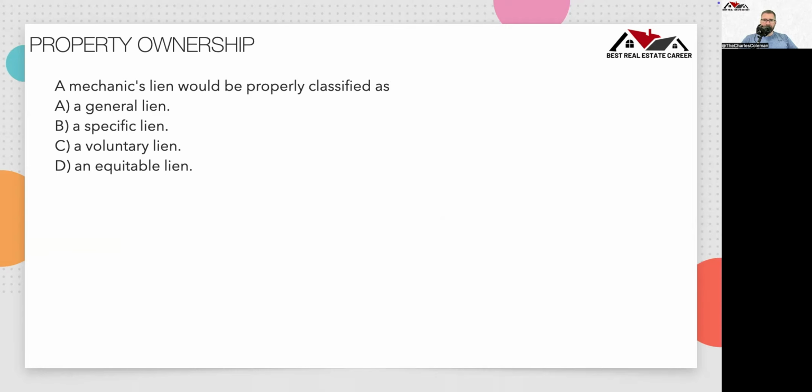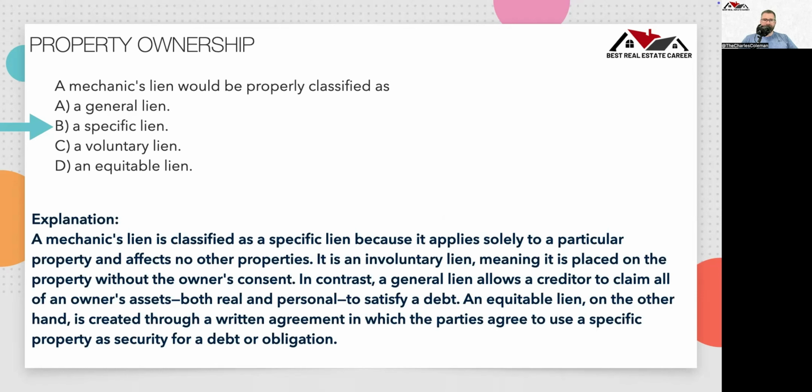A mechanics lien would be properly classified as B. A mechanics lien is classified as a specific lien because it applies solely to a particular property and affects no other properties. It is an involuntary lien, meaning it is placed on the property without the owner's consent.